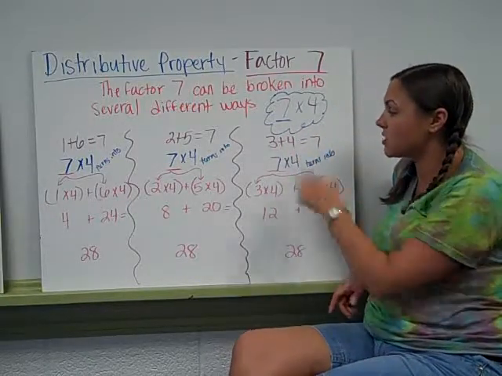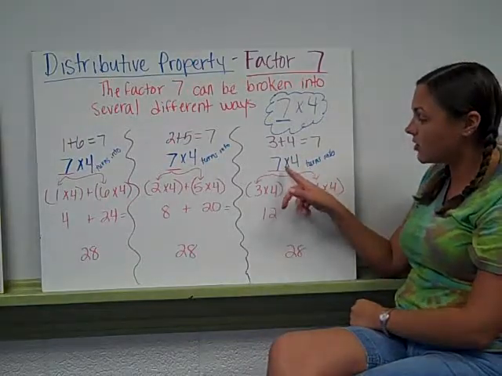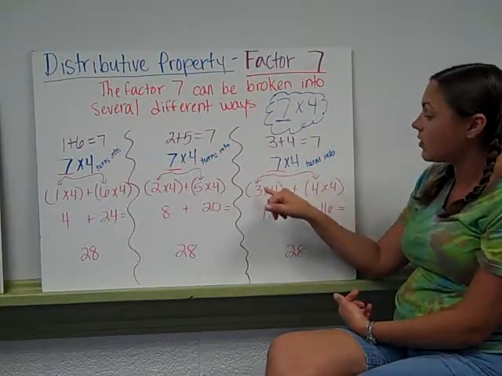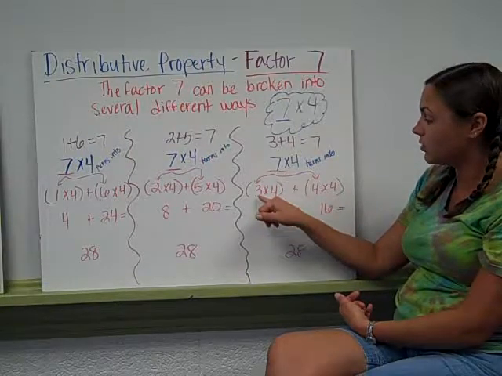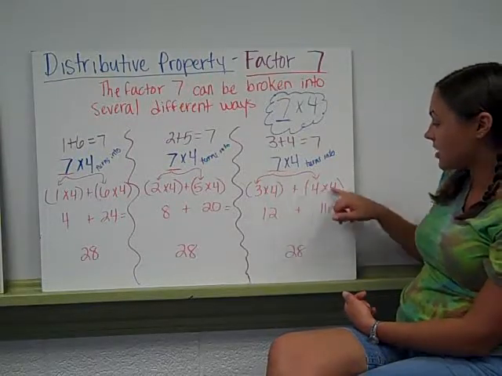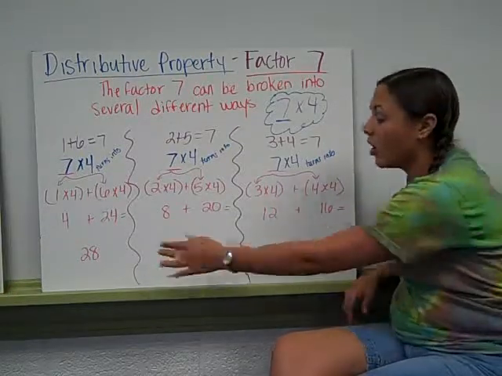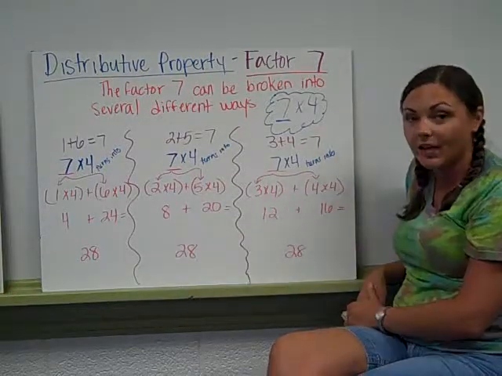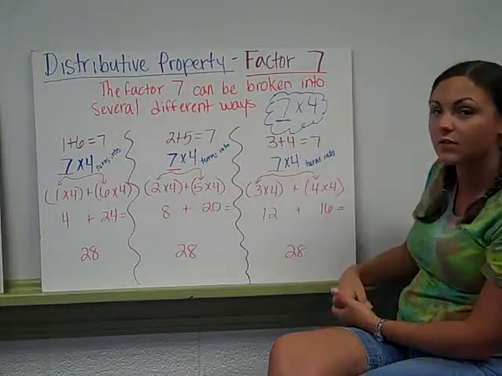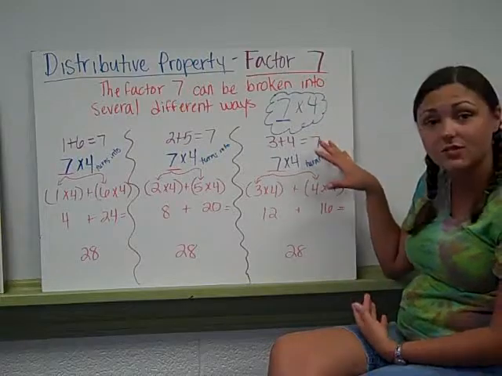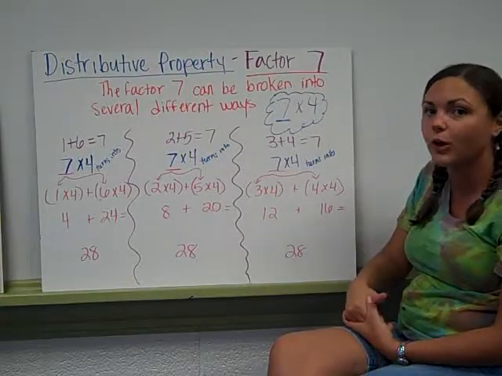Over here, I broke it up into 3 plus 4. So my 7 turns into a 3 and a 4 in my smaller problems. 7 comes into 3 here. 3 times 4 plus 4 times 4. I get 12 plus 16 gives me 28. All of them equal 28 because that's the answer. That's the product to 7 times 4. I just found it in a different way. If you're not comfortable with your 7s facts, this is a good idea for you to practice.